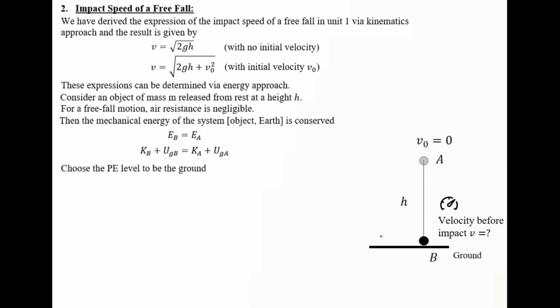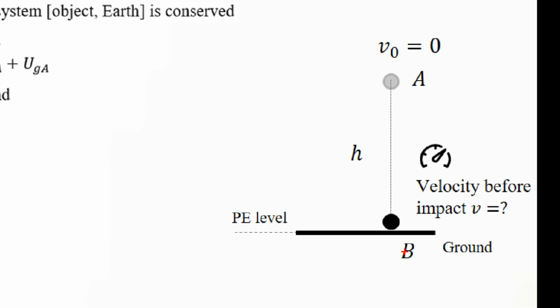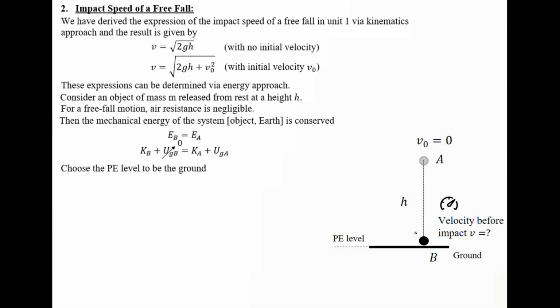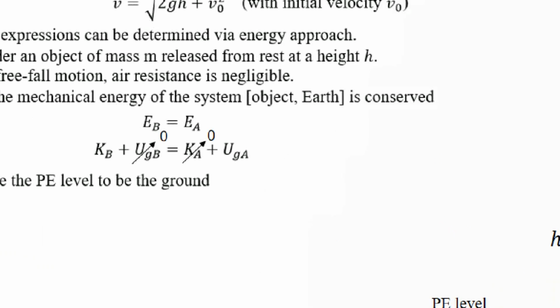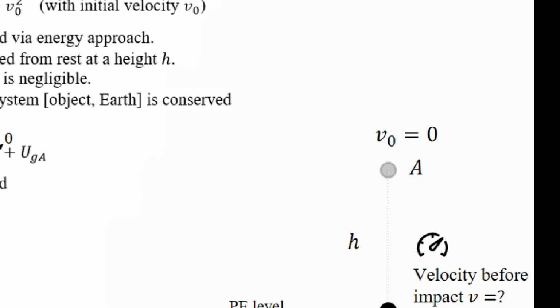Choose the PE level to be the ground. So remember that whenever we're dealing with the gravitational potential energy, we need to set our PE level, and it's usually chosen to be the lowest point in our system, and in this case it's set to be the ground. And in this case we can directly say that the gravitational potential energy at B is 0 because the ball at the point B will almost be at the ground. Moreover, we can say that the kinetic energy at the point A is 0 because we have no initial speed.